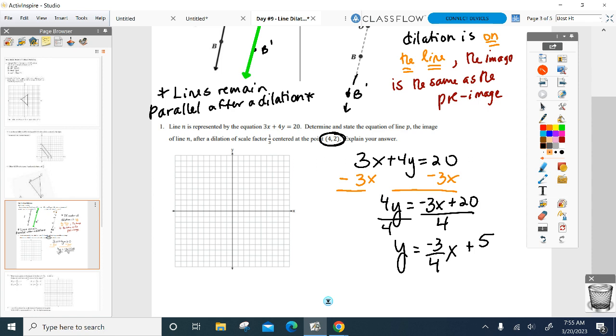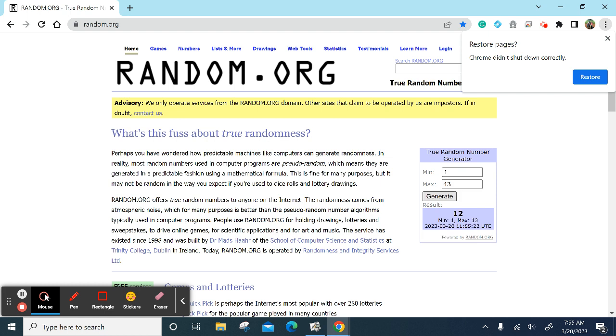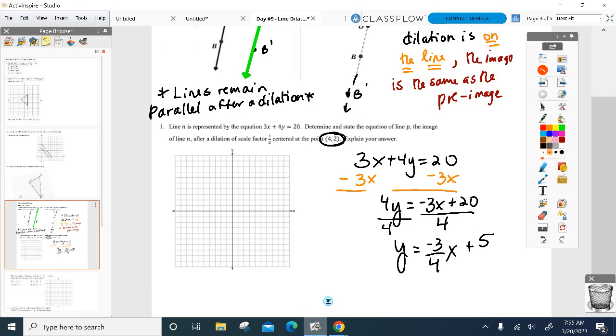All right, real quick, let's graph this. You can also use your graphing calculator, but I don't want to take the time to get that out. And what's my y-intercept up here? Positive 5. So everyone go to 5 on the y-axis. 1, 2, 3, 4, 5. Boom, there's one point. And now use your slope to get a couple other points.